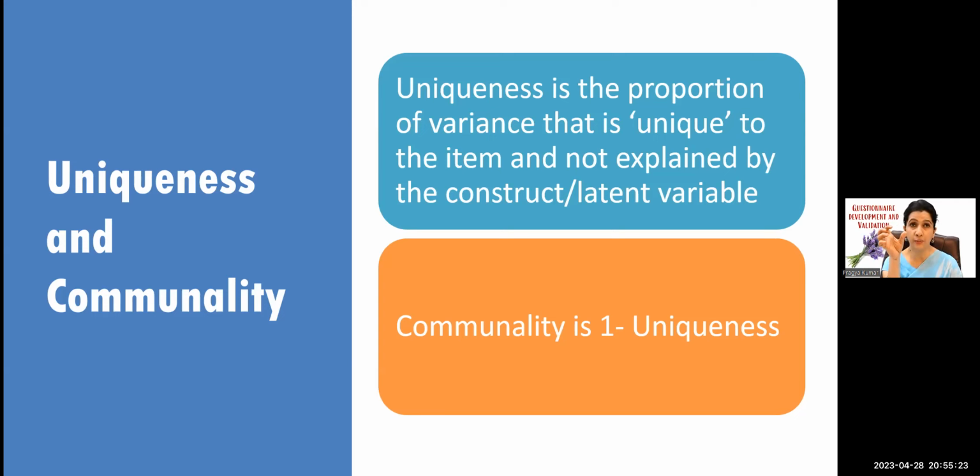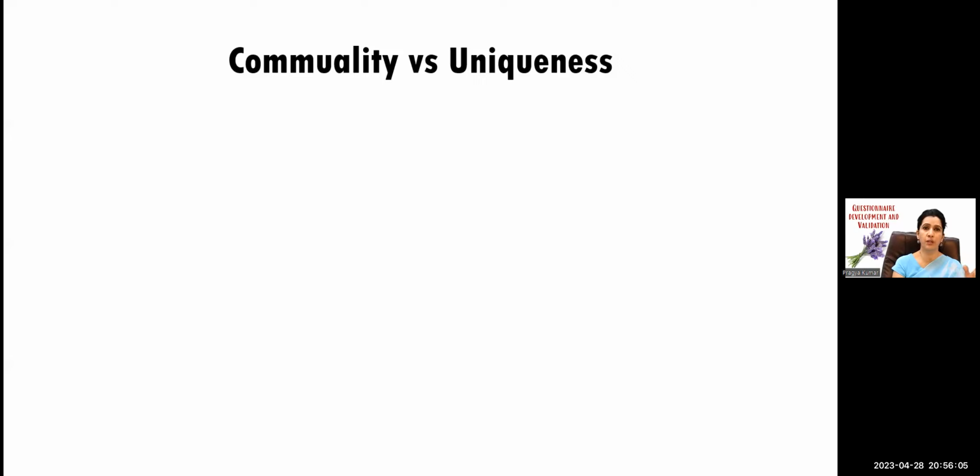So uniqueness is the proportion of variance that is unique to the item, which is not explained by the construct. And communality is 1 minus uniqueness, meaning the shared variance due to the underlying construct is the communality. That's the theoretical definition of communality and uniqueness. If you perform principal component analysis or exploratory factor analysis in SPSS, it gives you communality, but JAMOVI gives you uniqueness. So it is the same. The only thing is communality is 1 minus uniqueness.